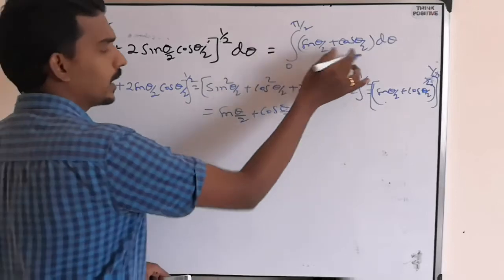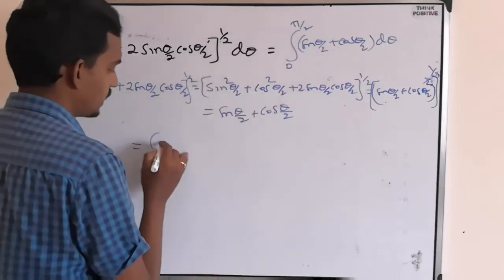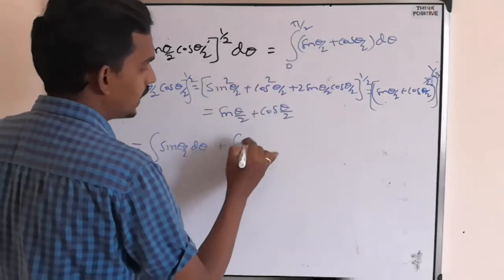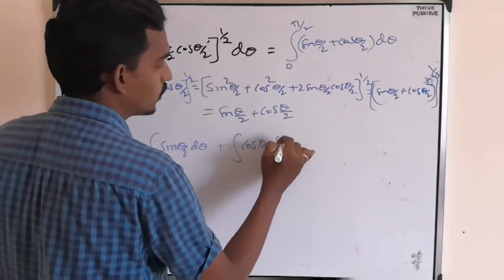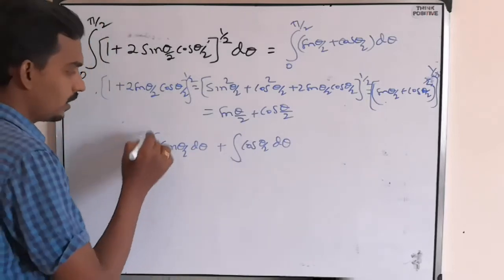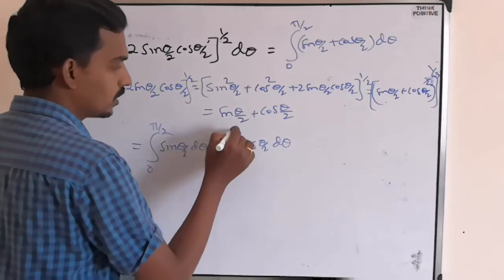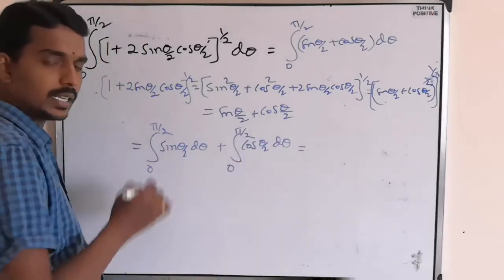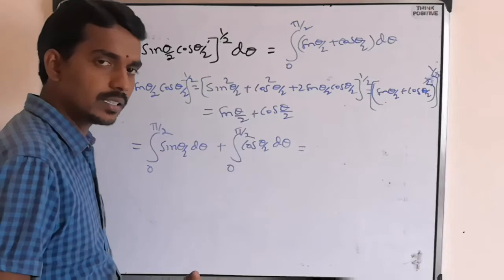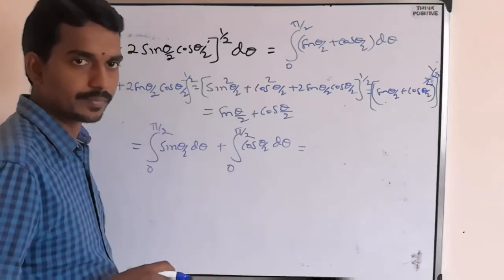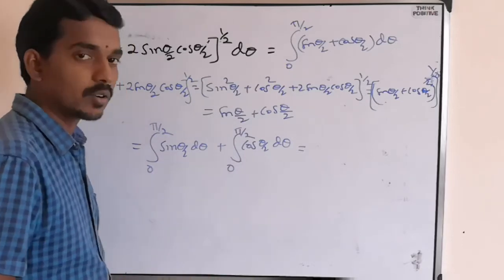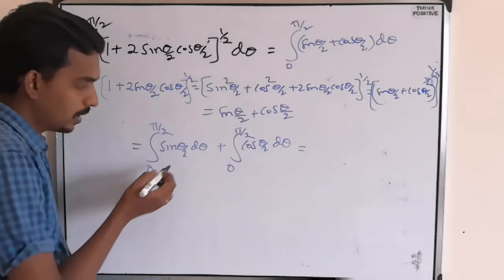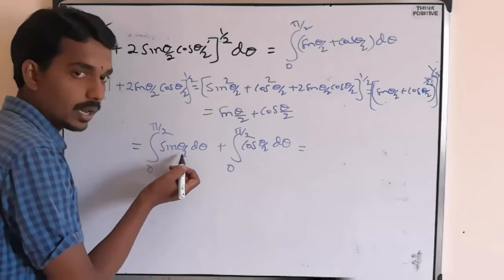Now you can write separate integrations: integration of sin(theta/2) d theta plus integration of cos(theta/2) d theta, where the limits are 0 to pi/2, 0 to pi/2. Now, integration of sin theta d theta is, sorry, minus cos theta. Integration of sin is minus cos theta. But here it is not theta, it is theta by 2.